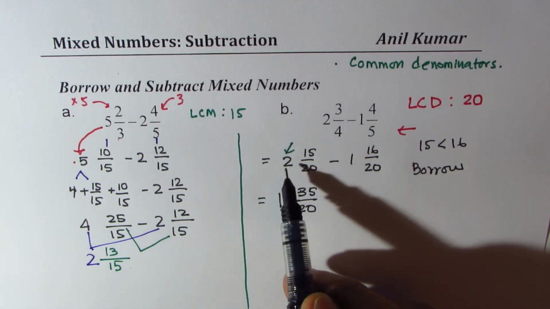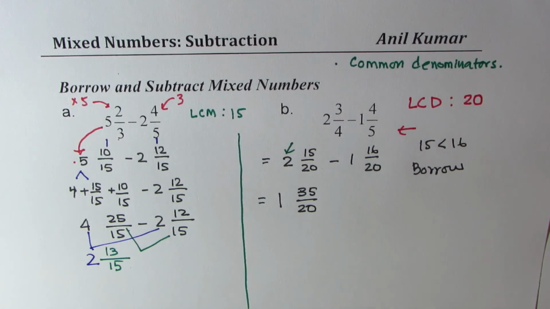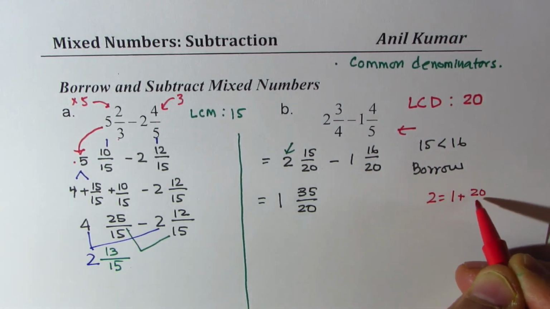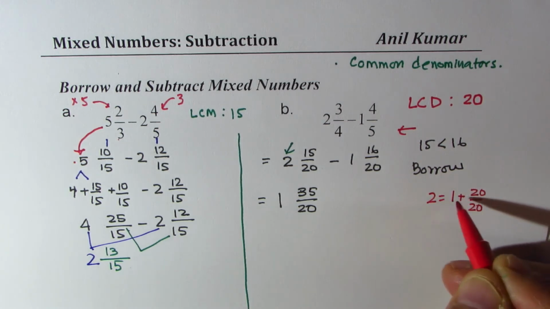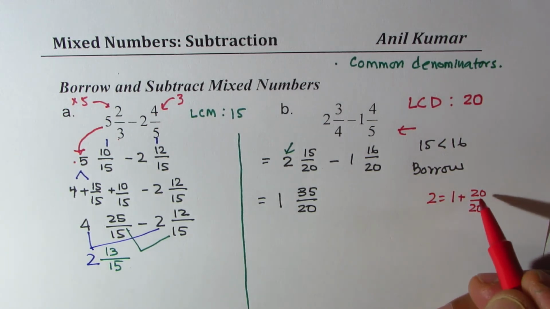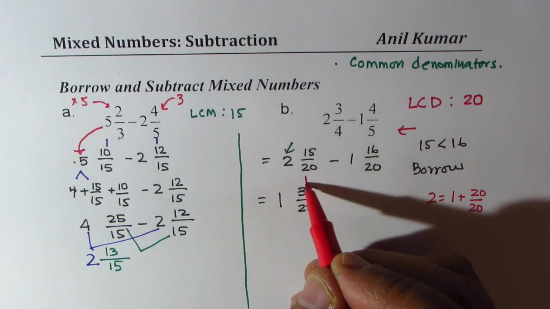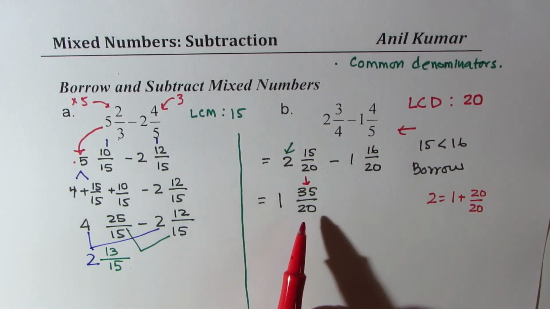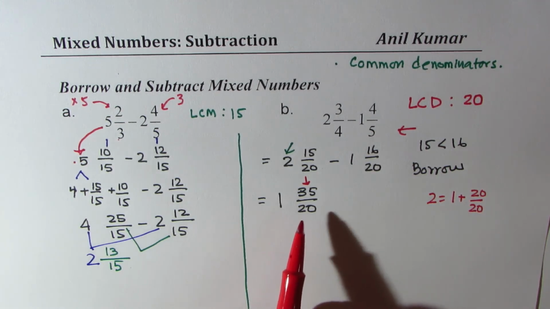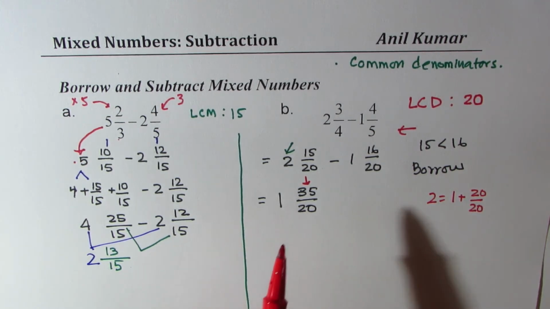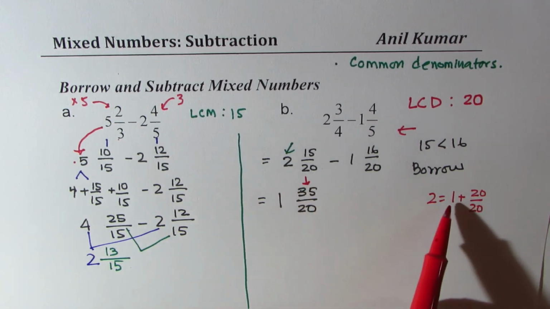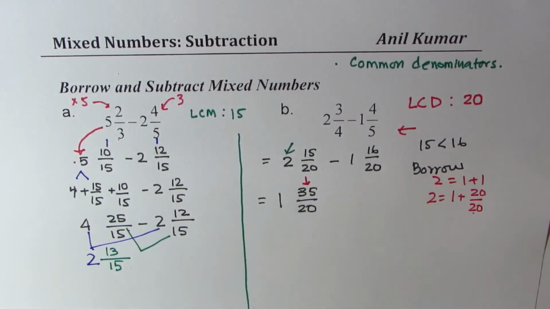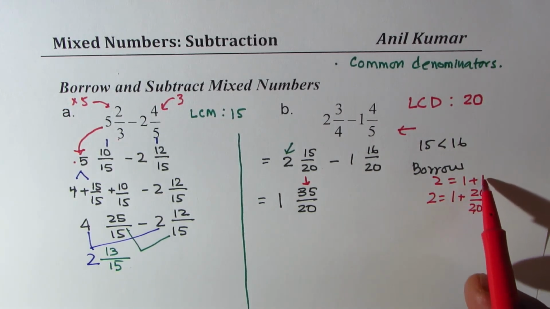Right? So when I borrow this 2, 2 is equal to 1 plus 20 over 20. Do you see that? 2 is 1 plus 20 over 20. So I added this 20 to 15 to get 35. This is a critical step to understand. Once you get this, you get everything. So what I did was I split 2 as 1 plus 20 over 20, which is as good as writing 2 as 1 plus 1. 20 over 20 is 1.